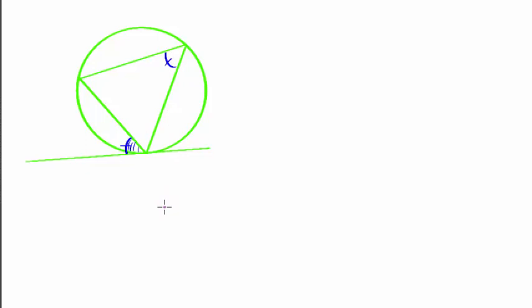These two would be equal in size, and then they always come in pairs. So there must be one on this side as well, because there should be one here. Okay, and that one will be equal to that angle on the opposite side.